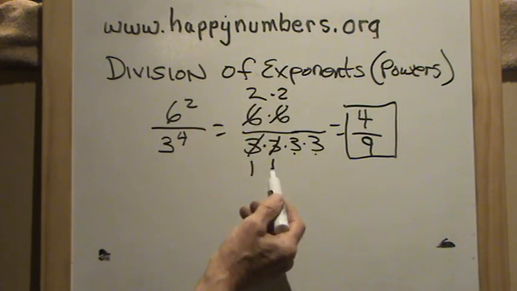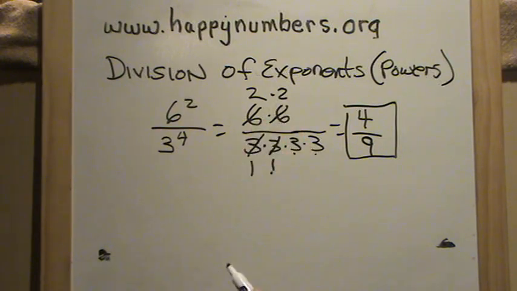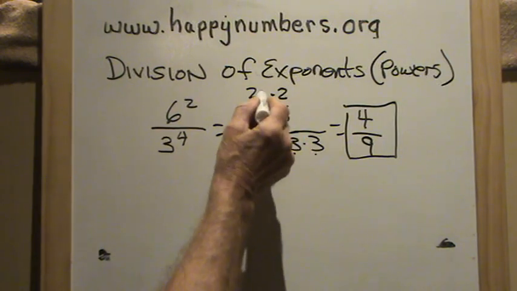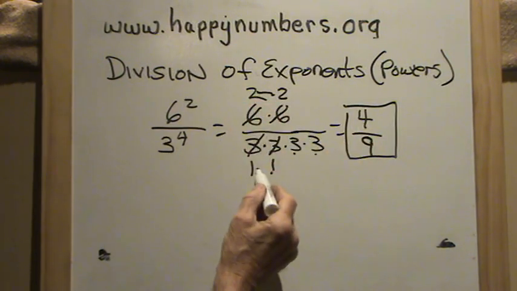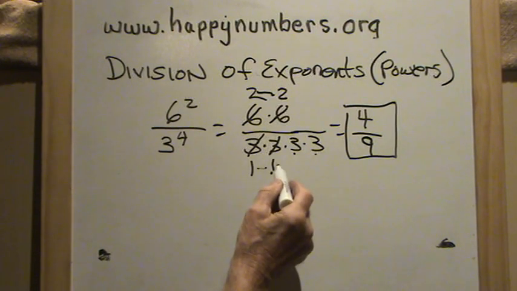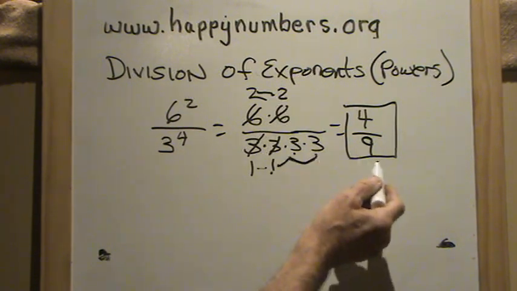Same thing here, 3 goes into 3 one time, 3 goes into 6 2 times. And then we were done, and then we multiplied. 2 times 2 is 4. 1 times 1 is 1. 1 times 3 is 3. 3 times 3 is 9.